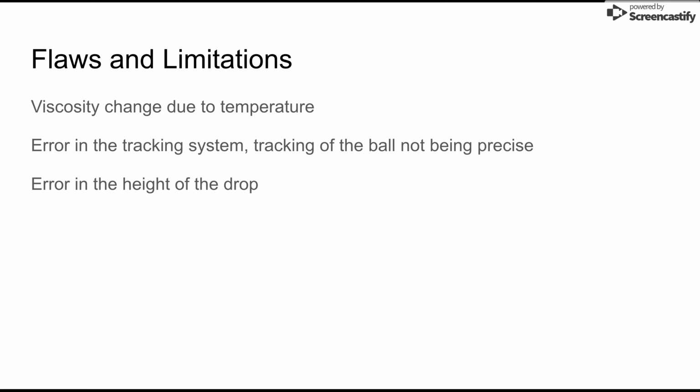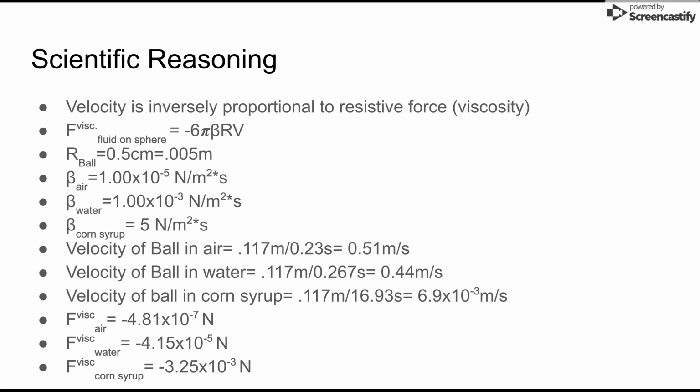Some of the flaws and limitations of our experiment were the viscosity change due to temperature, error in the tracking system, tracking of the ball not being precise, or error in the height of the drop. So this is our scientific reasoning. We found that velocity is inversely proportional to the resistive force, which is viscosity.